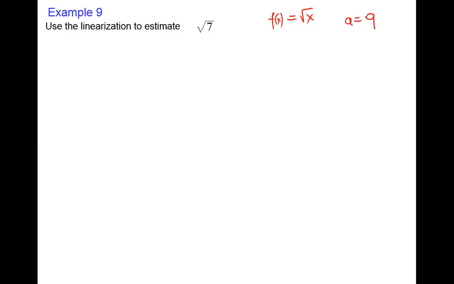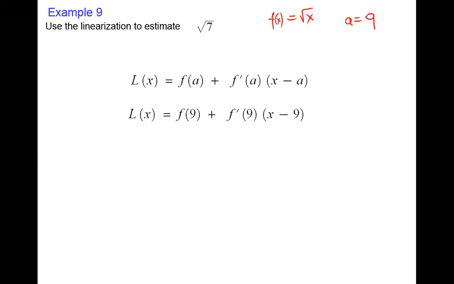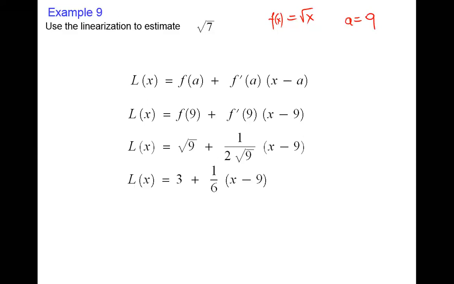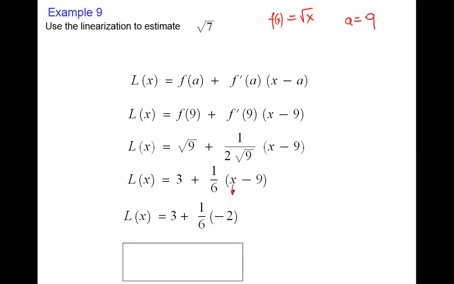Now, no problem, because these two parts are maybe the most challenging ones. Now we're just following the steps. Linearization: everything at 9, value of the function at 9, value of the derivative at 9. Okay, and this is 3. This is 3 times 2, 6. Now I can approximate. Finally, I'm using 7. Okay, and it's actually good. Do you have the answer?